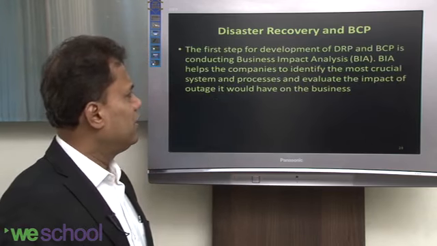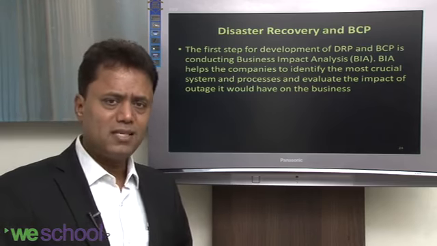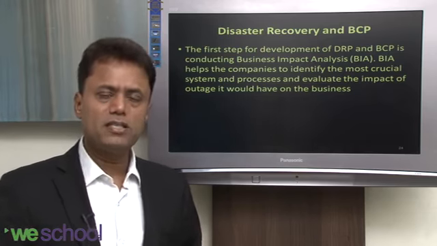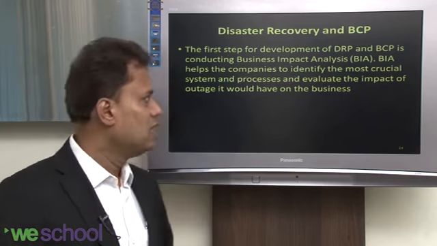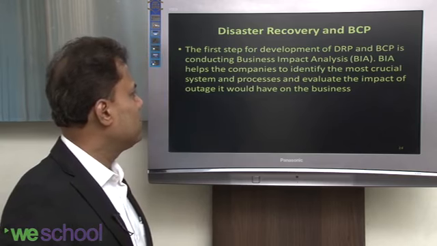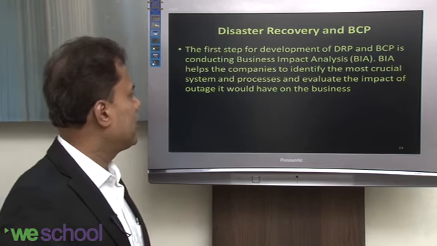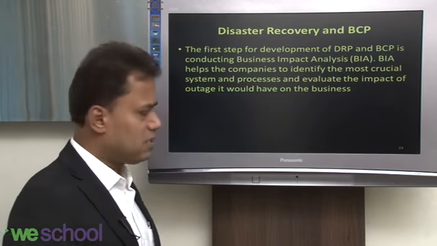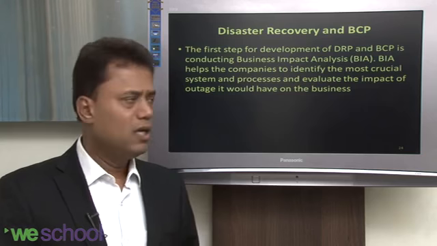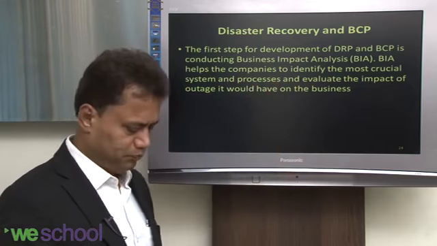The first step for development of DRP and BCP is conducting a business impact analysis. It is a what-if analysis: what if it happens, how much revenue will be impacted, how it will impact the customers and employees, and how it will impact financial performance, and thereby the shareholders. Business impact analysis helps companies identify the most crucial systems and processes and evaluate the impact an outage can have on the business. So any disaster will lead to a business outage, and the whole business continuity plan is to ensure that the business outage is minimized.